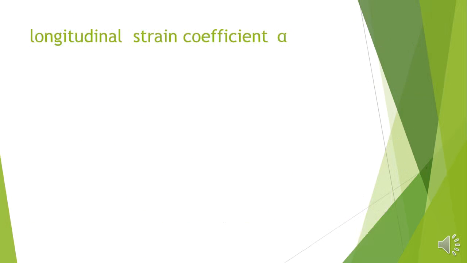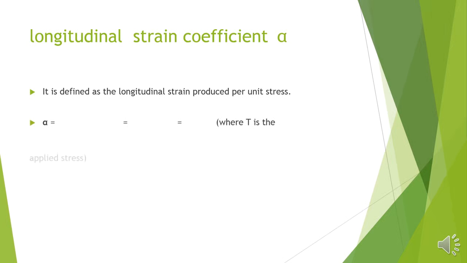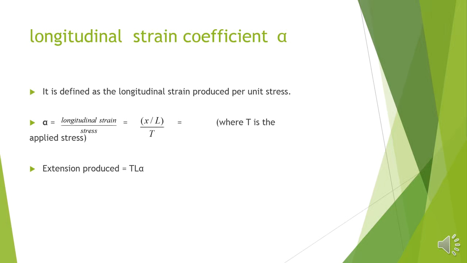Longitudinal strain coefficient alpha is defined as the longitudinal strain produced per unit stress. We can see the equation: alpha is equal to longitudinal strain divided by stress. Longitudinal strain is represented by x by L, divided by stress, that is T. We get alpha is equal to x by LT. So, rearranging, we can write the equation for x. Extension produced x will be equal to T into L into alpha.